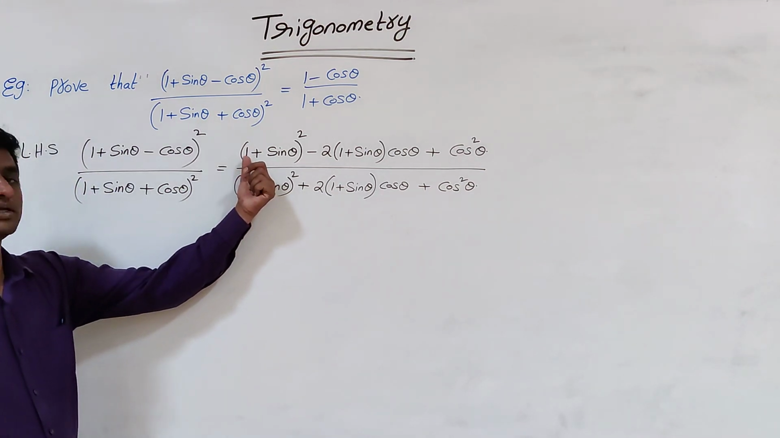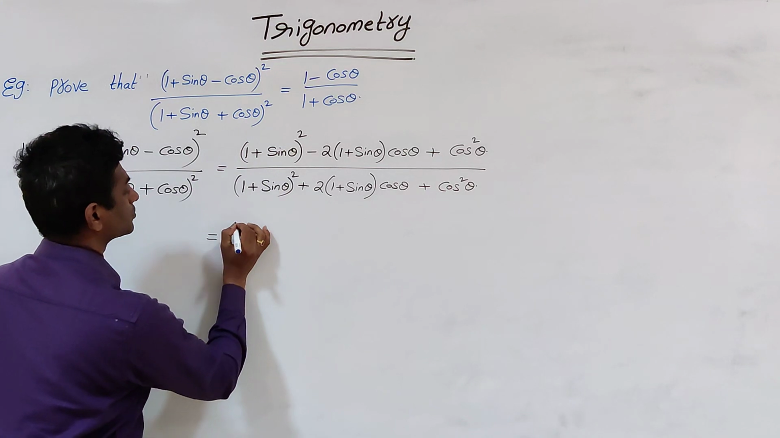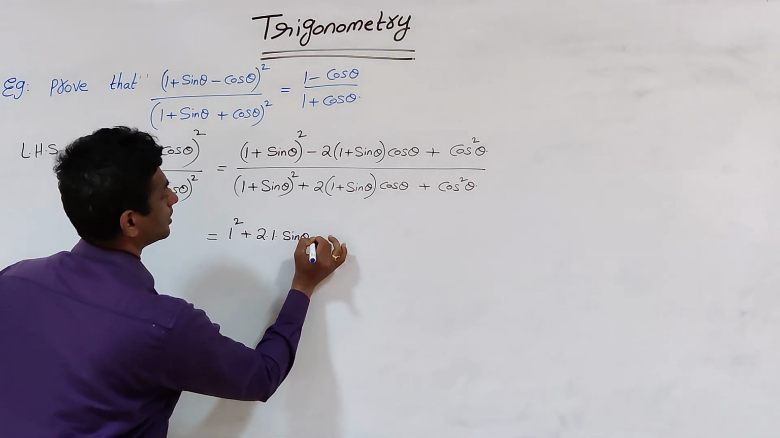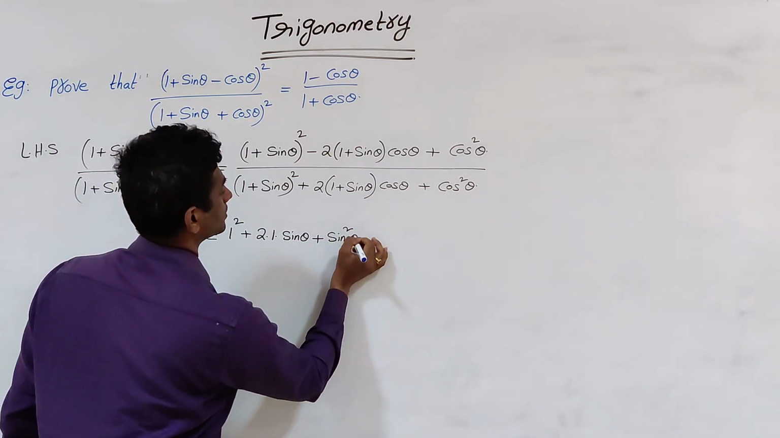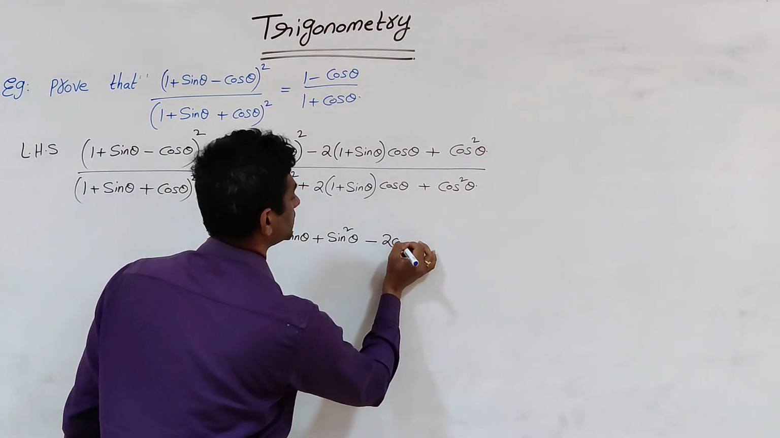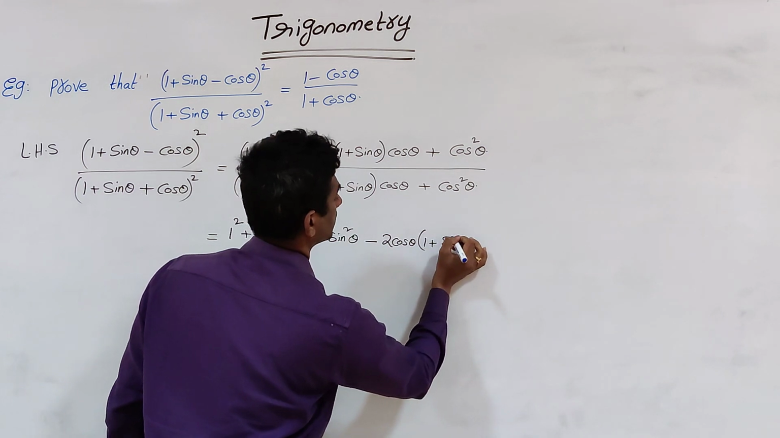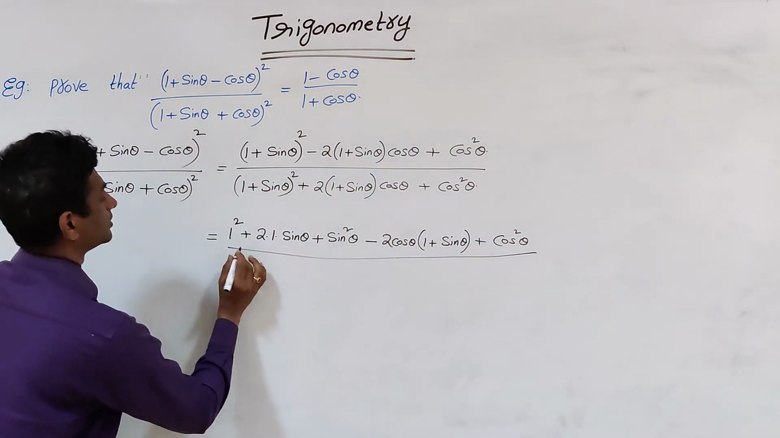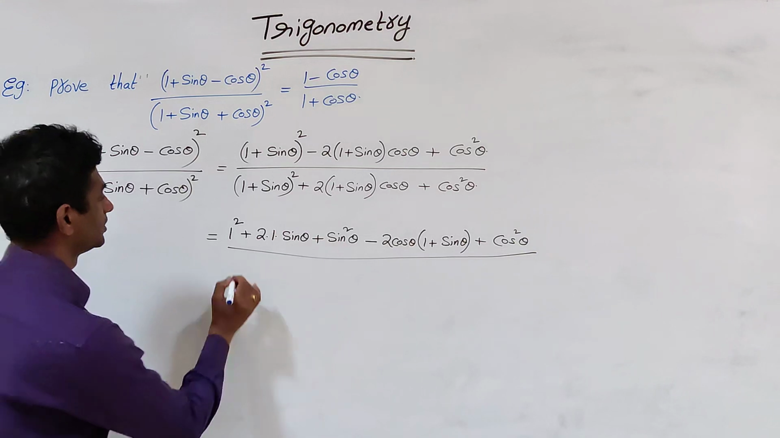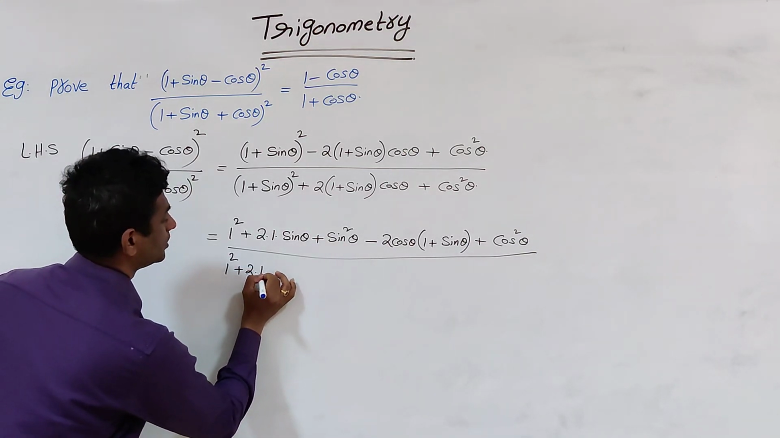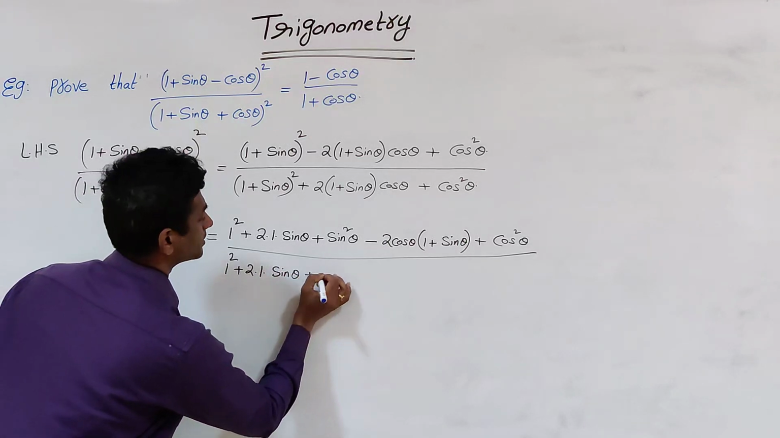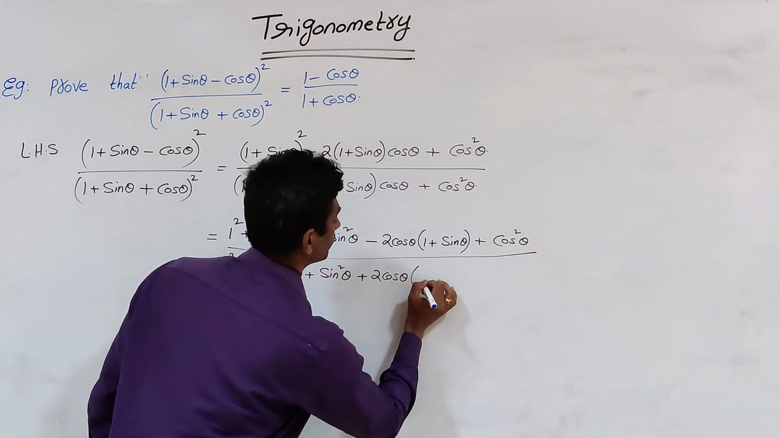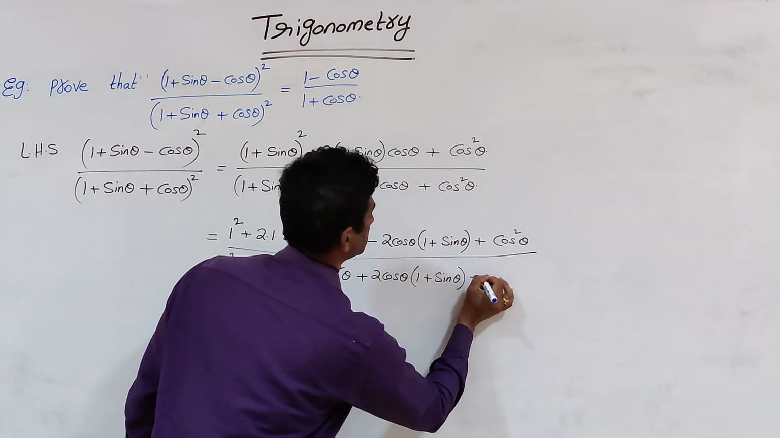Again, if you expand (1 plus sin theta) whole square, it is 1 square plus 2 into 1 into sin theta plus sin square theta, minus 2 cos theta times (1 plus sin theta) plus cos square theta, upon, again on expansion of (1 plus sin theta) whole square, 1 square plus 2 into 1 into sin theta plus sin square theta, plus 2 cos theta times (1 plus sin theta) plus cos square theta.